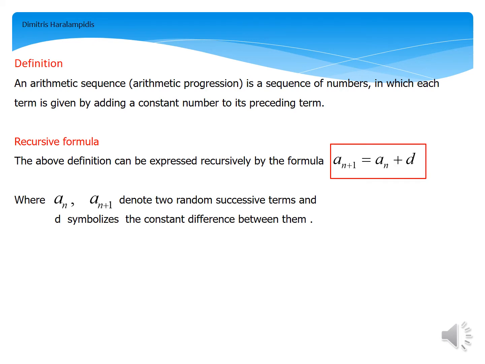Now, having in our minds the previous two examples, we are ready to give a definition. An arithmetic sequence, or else arithmetic progression, is a sequence of numbers in which each term is given by adding a constant number to its preceding term. This definition can be expressed recursively by the formula a sub n plus 1 equals a sub n plus d, where a sub n and a sub n plus 1 denote two random successive terms, and d symbolizes the constant difference between them.